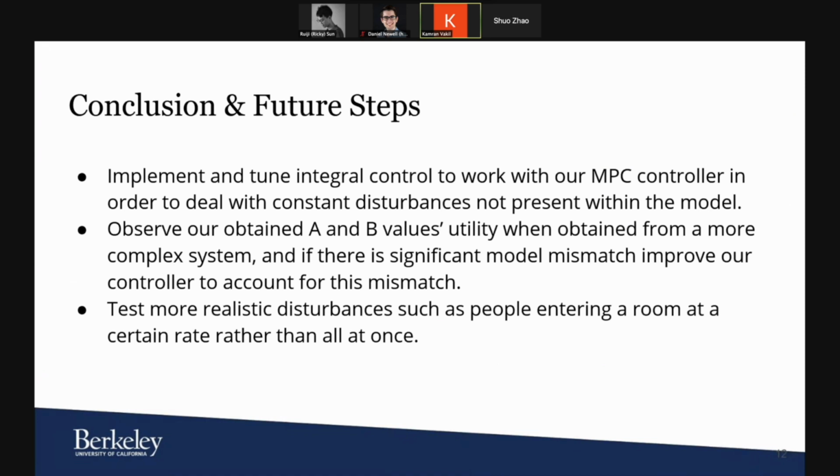Finally, there are some improvements we can make to our MPC controller to ensure its robustness. First, we could implement and tune an integral control to help deal with constant disturbances not within our model. Secondly, we could analyze our A and B values' utility when derived from a much more complex system than a simple thermal circuit. If there's significant model mismatch, then we'd have to improve our controller to account for it. And finally, we have to test more realistic disturbances, such as people entering a room at a certain rate rather than all at once.